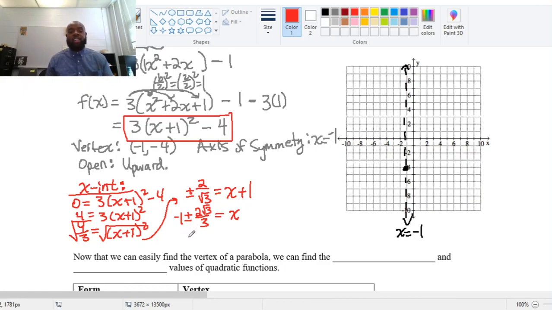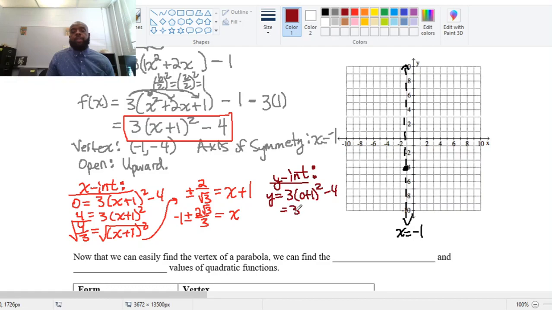Now, what number is that? Especially since we don't have a calculator, I don't know. So what I'm going to do is find my y-intercept, and we're going to see that we really don't need to know the x-intercept in order for us to get a good graph. But we can get it by getting our y-intercept. So with our y-intercept, we plug in 0 for x.